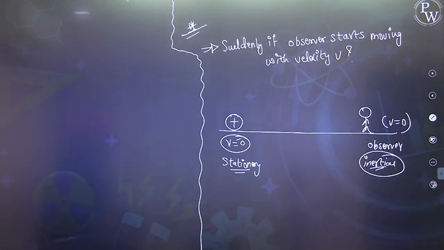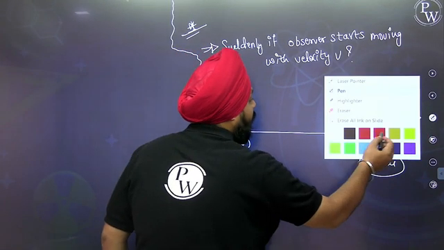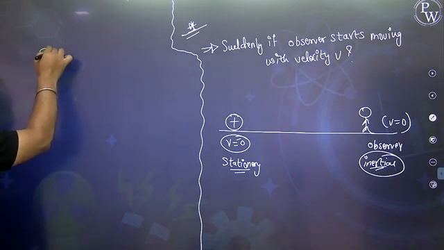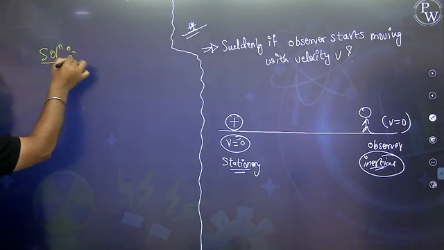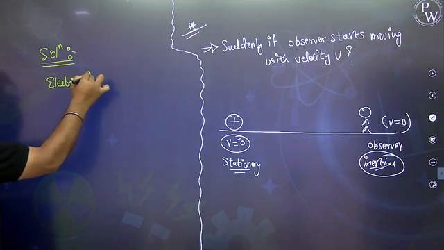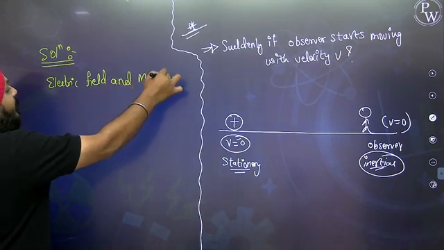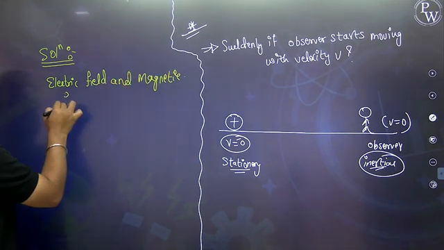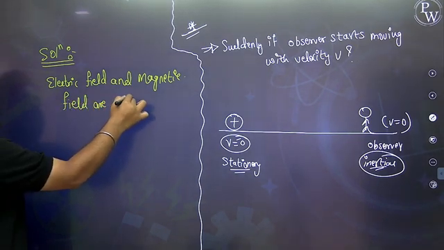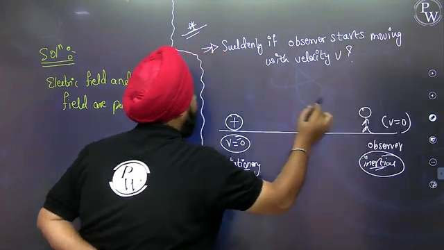So my question lies in whether electric fields and magnetic fields are frame dependent. So this is the solution: electric field and magnetic field are frame dependent.